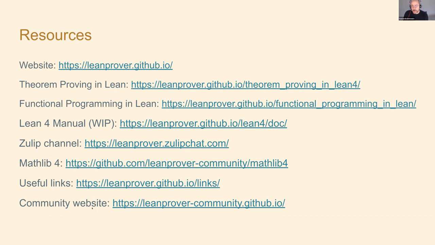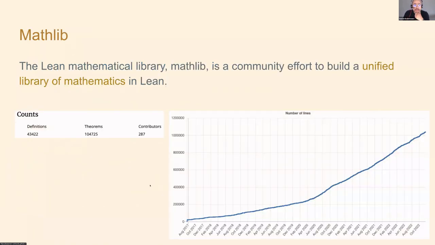We also have a link to the community website that's maintained by the community, so you're going to find a lot of documentation there. The Lean Mathematical Library is a community effort. It's a unified library for mathematics, and it's growing beyond our dreams. It started in 2017, and you can see the growth. It's more than 1 million lines of mathematics now, and it's the foundation for much more complex projects that have been done using Lean. It has more than 100,000 theorems, and it's built by a community of mathematicians, computer scientists, and students.